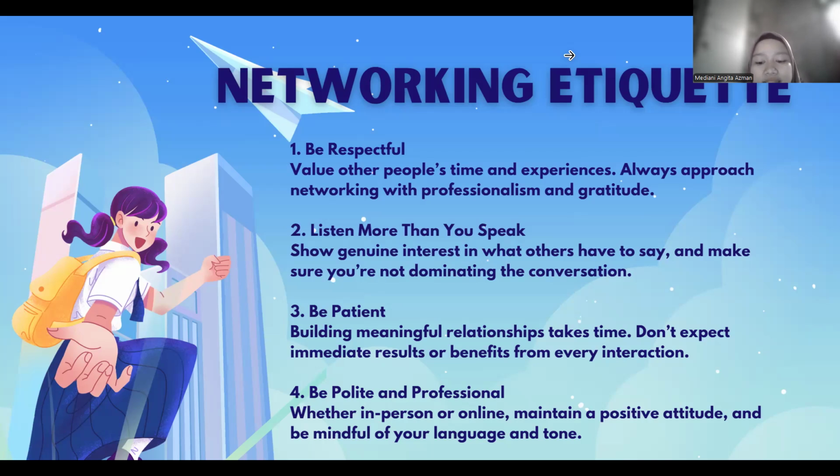In face-to-face interaction, pay attention to your body language, dress appropriately for the occasion, and always greet others warmly. Being polite doesn't just make you approachable. It also reflects your character and enhances your reputation in any professional or social setting.